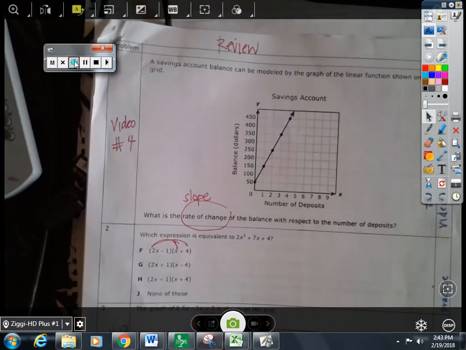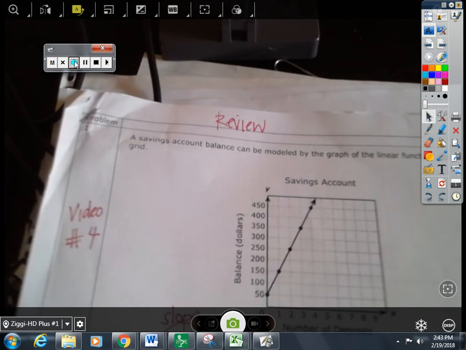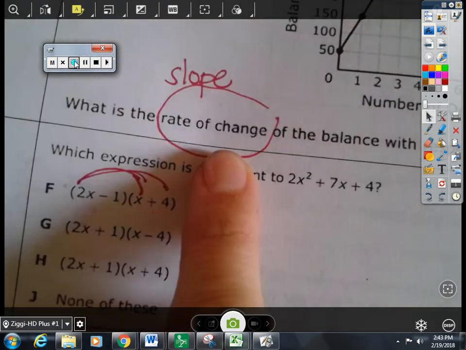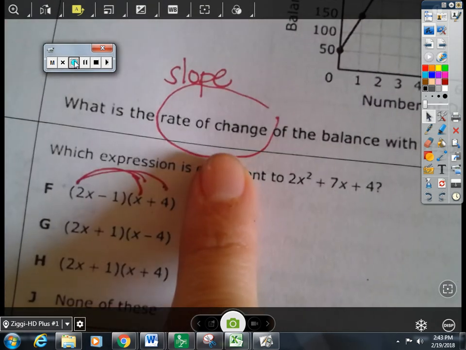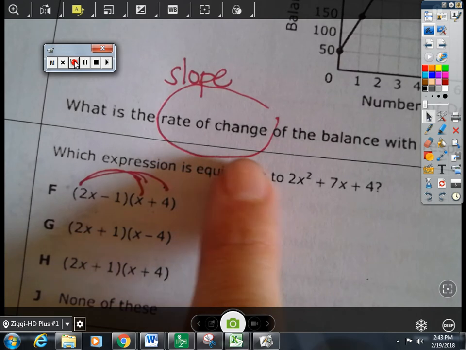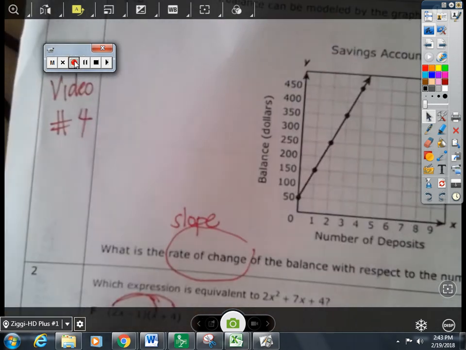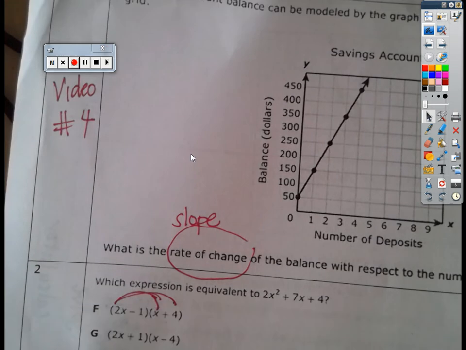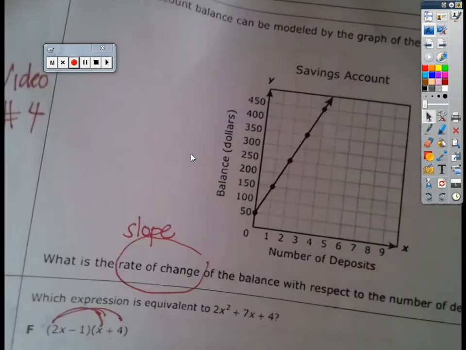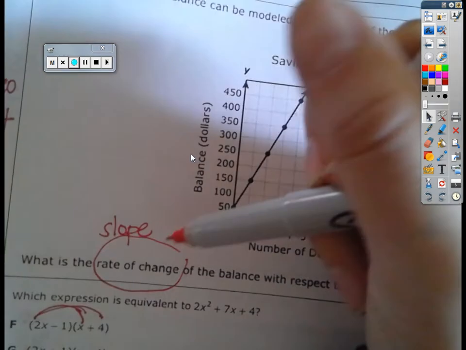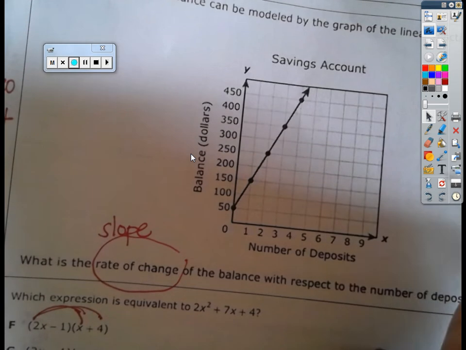Another word that you might see for slope is rate of change, because slope measures how steep it is and the difference between the y over the change of x. So we're talking about change, how much it's changing. And that rate means it's a fraction. We write it as a fraction. So when we say rate, you always want to write it as a fraction.